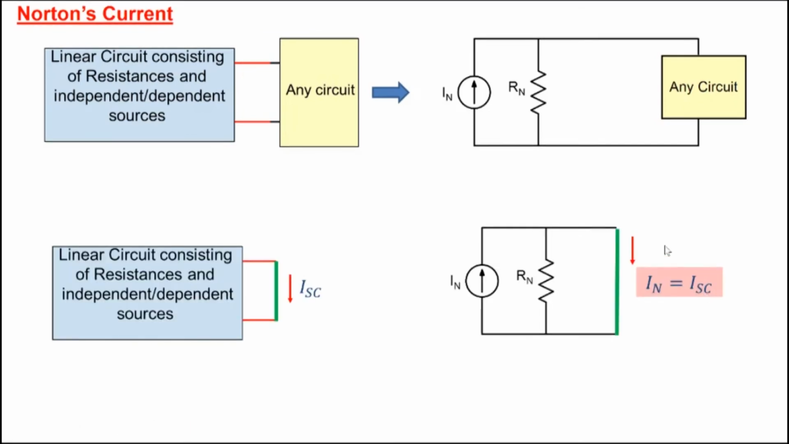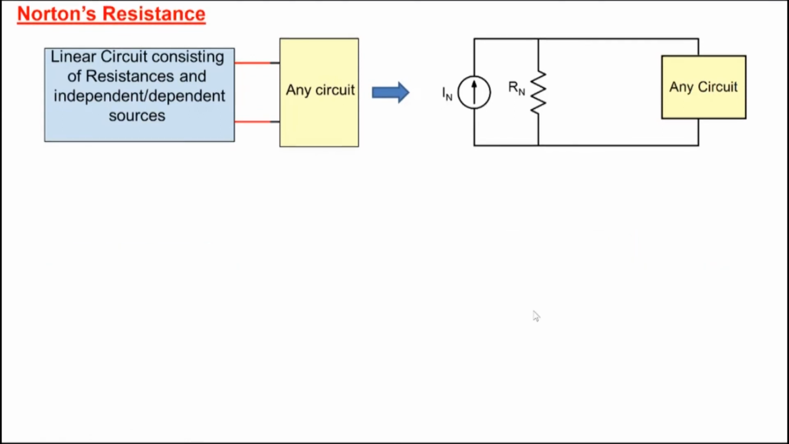So how are we going to find the Norton's equivalent of any given circuit? We take that particular circuit and the terminals between which we want to build the Norton's equivalent. We disconnect the remaining part, and between those two terminals we create a short circuit, and we determine the current that flows through the short circuit. Norton's current IN will be equal to ISC. So this is a simple proof of why IN is equal to ISC, because the two circuits are equivalent.